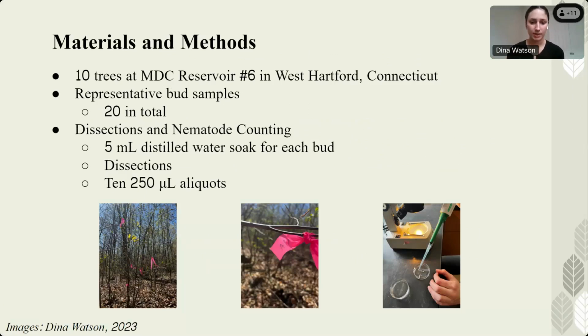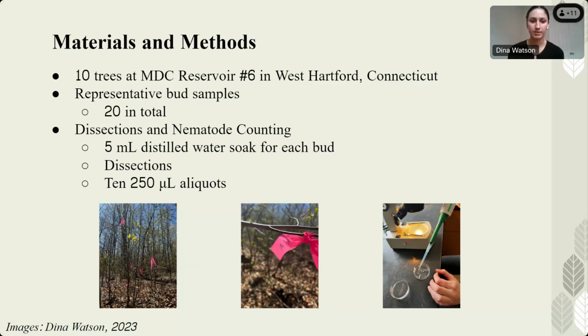So after collecting all of these buds in February of 2023, I had to dissect all of these buds in order to properly count all of the nematodes infested inside of them. That began by soaking each and every one of these buds in 5 milliliters of distilled water. This allowed the nematodes to disseminate out of the buds and into the water. And then I further dissected the buds and peeled the bud scale back to allow any deeper infested nematodes to come out of the bud and into the water.